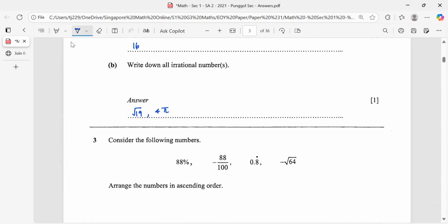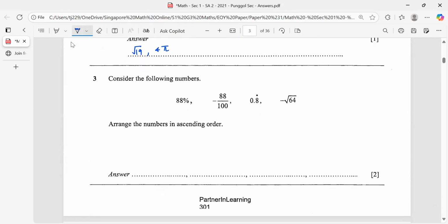Now, moving on. Question 3. Consider the following numbers. Arrange the numbers in ascending order. Ascending order means it is small to large. Now you realize that these numbers that are listed are given in various forms, and we are going to convert all of them into decimals so that arranging them is most easy.